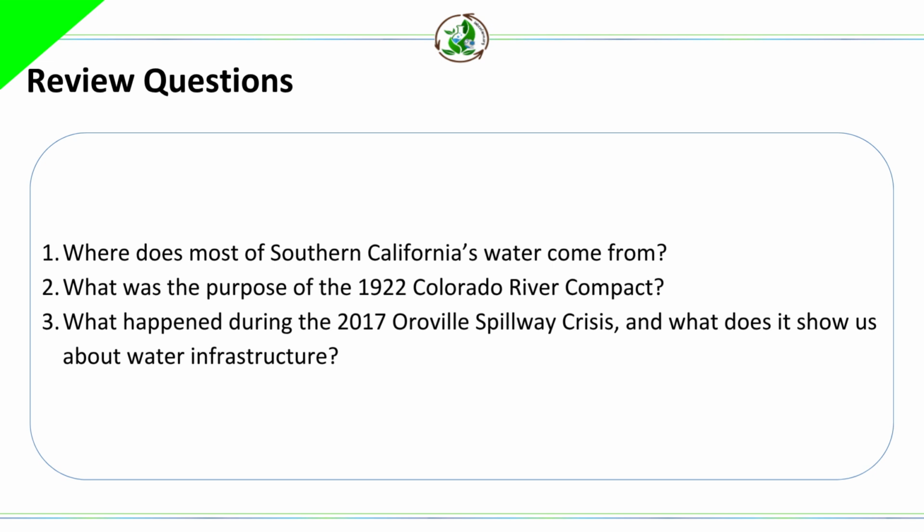Let's take a moment to review what we've learned so far. I'll read the questions, and you can think about the answers. 1. Where does most of Southern California's water come from? 2. What was the purpose of the 1922 Colorado River Compact? 3. What happened during the 2017 Oroville spillway crisis, and what does it show us about water infrastructure?